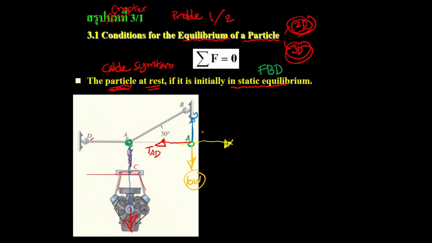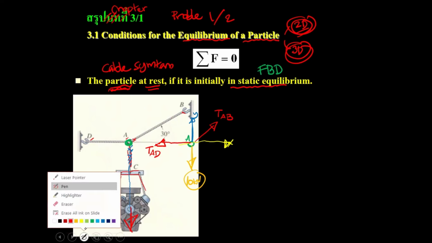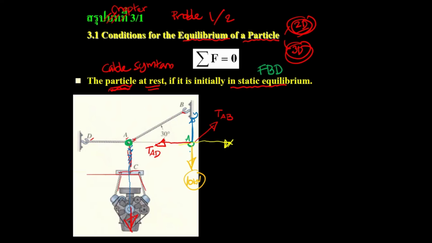And then we have another arrow for the force vector over here. That's going to be force vector T, from A to B. We call this T sub AB. And then the angle. Sometimes they put it in the angle, sometimes they put it in the proportion. Since this is an angle of 30 degrees, you have to put 30 degrees over here. This is going to be the free body diagram.